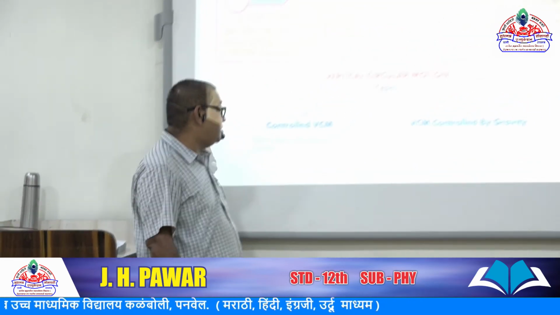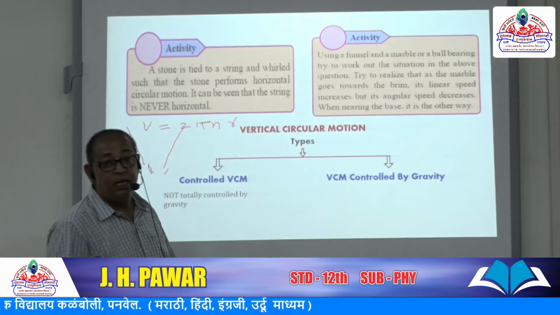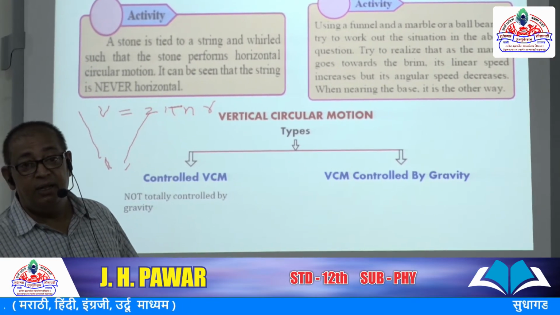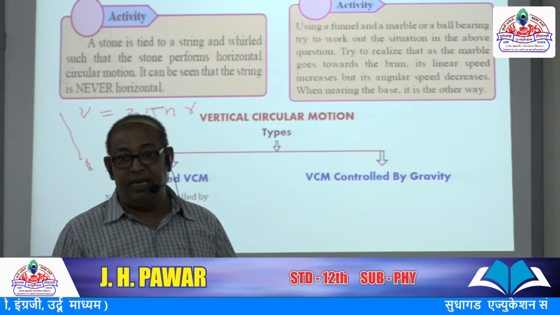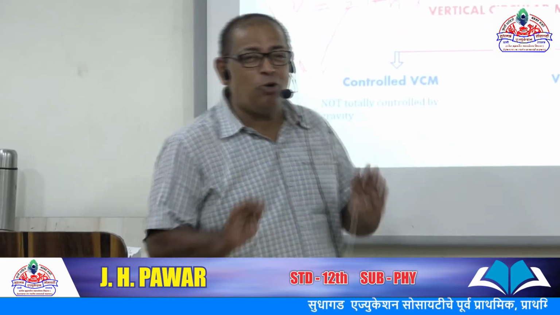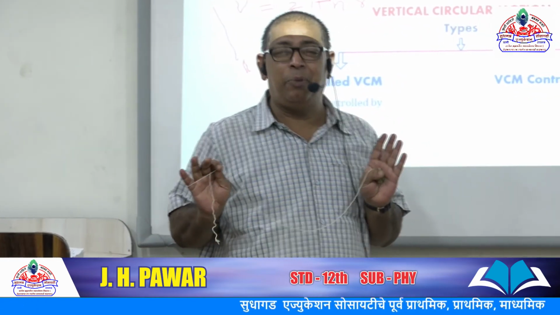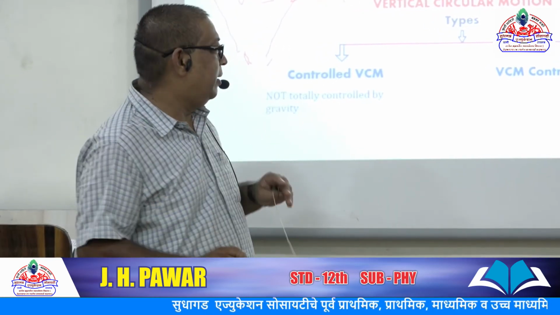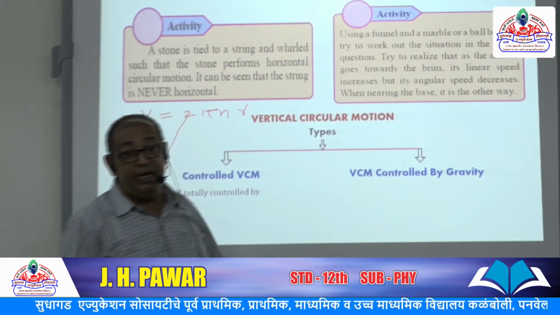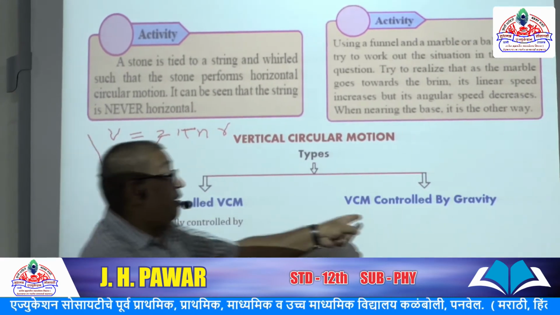Controlled vertical circular motion: in a fair, giant wheels are there. They are in a controlled manner, meaning their speed is controlled and can be kept constant. It is not totally controlled by gravity, only partially. And here, uncontrolled means it is controlled by gravity.